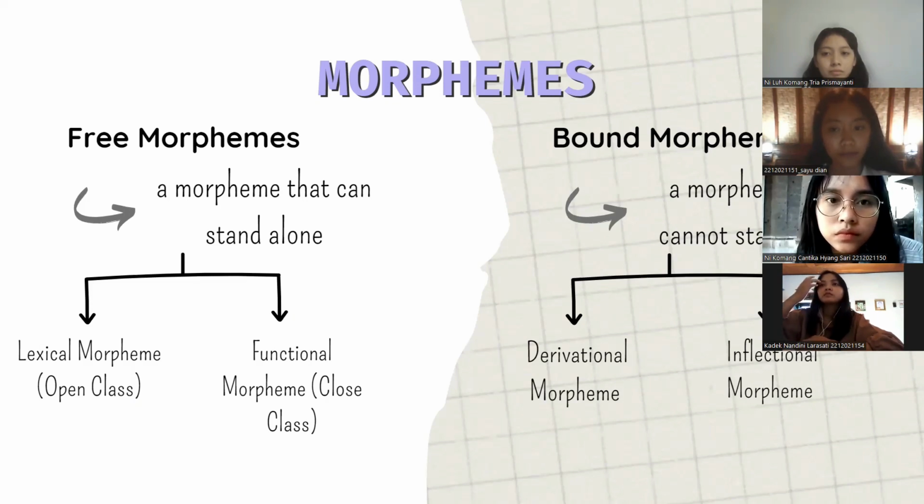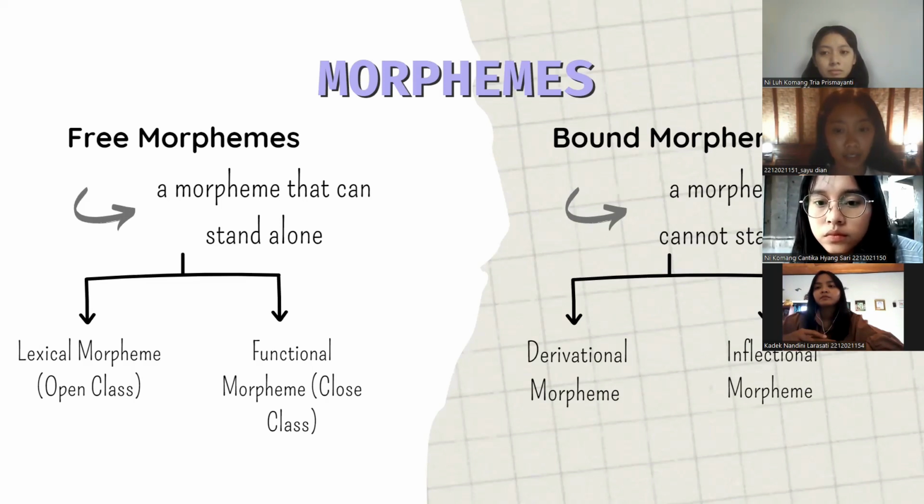Free morphemes are divided into two, namely lexical morphemes or open class and functional morphemes or closed class. And the second one is bound morphemes, which are morphemes that cannot stand alone but must be attached to other morphemes. Bound morphemes are divided into two, namely derivational morphemes and inflectional morphemes. Next.